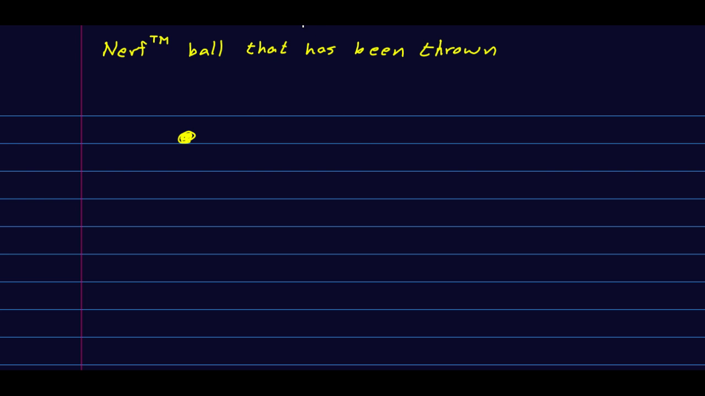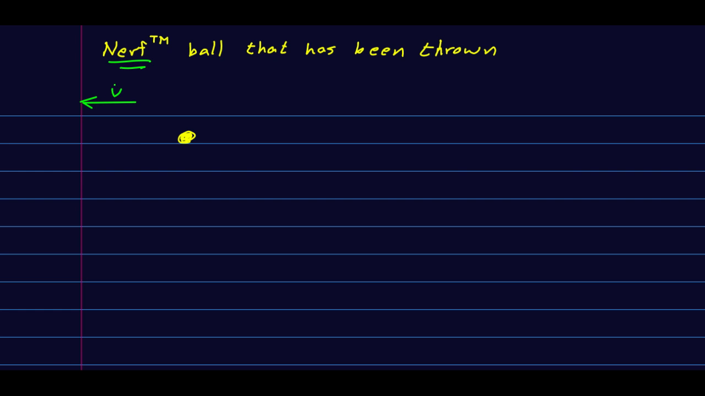One more example. Let's say we have a Nerf ball. And I'm deliberately choosing a Nerf ball because a foam ball like this is going to have a force acting on it that has been present for other examples, but we've ignored it. But we can't ignore it for something like a Nerf ball, and it's air drag. So let's say this Nerf ball has been thrown, and it's no longer in contact with the hand of the person who threw it. And let's say it's going this way.